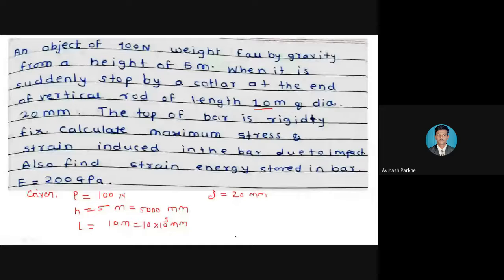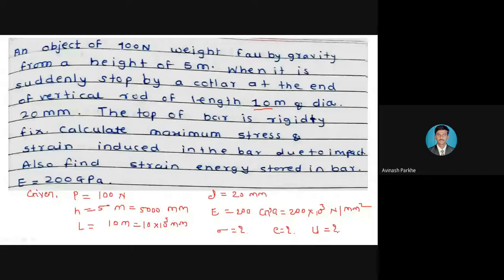Then the constant parameter capital E is given as 200 gigapascal. So convert it: 200 into 10 raised to 3 Newton per mm square. And we have to calculate the stress, we have to calculate the strain, and we have to calculate the total strain energy stored in that particular rod.